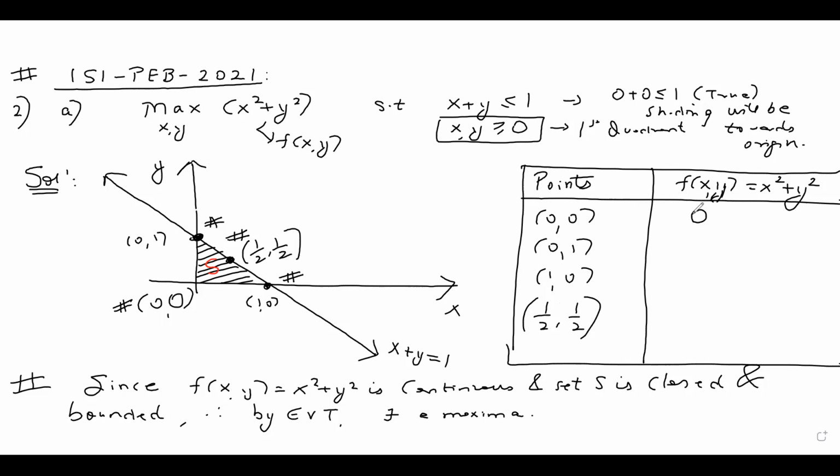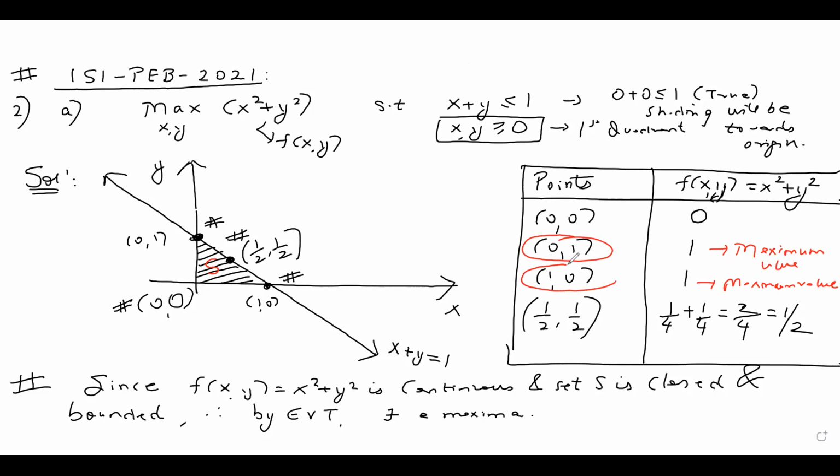If I put 0, 0, I get 0. If I put 0, 1, I get 1. If I put 1, 0, I get 1. If I put half, half, I get 1 by 4 plus 1 by 4, which is 2 by 4, which is half. So where is my function coming out to be maximum? This is the maximum value. And this is also another maximum value. So all students can clearly see that the function is having a maxima at 0, 1 and 1, 0.